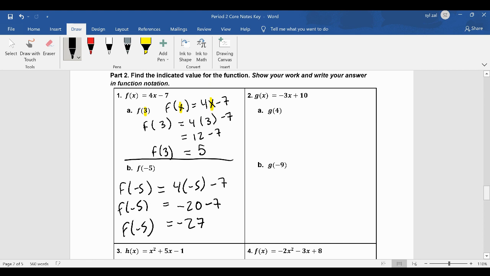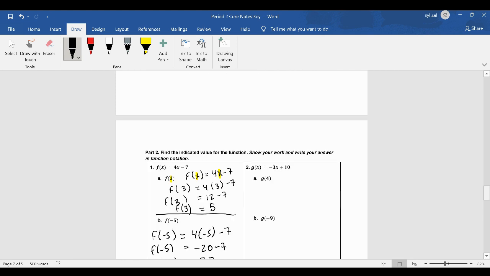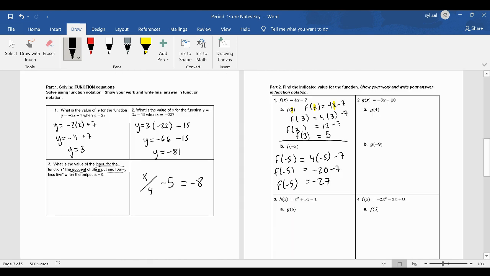So that left-hand side doesn't change. It's just the right that you're simplifying. You can't do anything after that because this is specifically saying for this x value that I put in, this is what I get out. Okay, pause this video. Go ahead and complete number 2, 3, and 4 on your own.